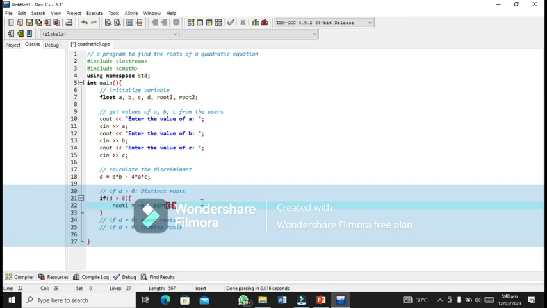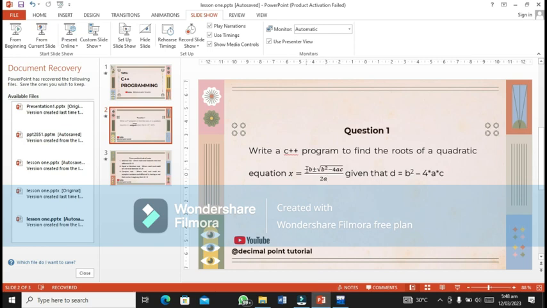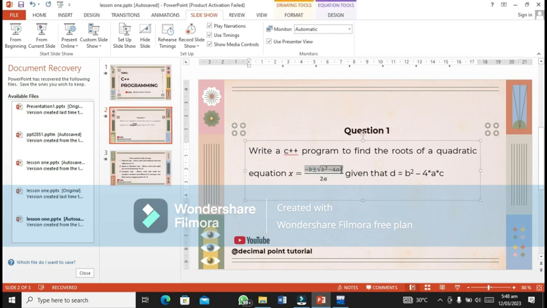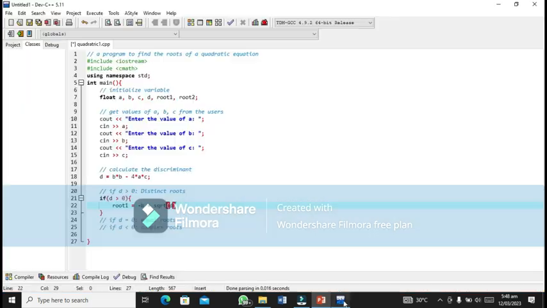Here you should also take note that we are dividing all the expressions in the numerator by the denominator. In order to avoid problems with the order of operation, you can use parentheses to specify the order that we want, so that all this will be done together. Then what we have will be divided by 2 multiplied by A. Now, this is for root 1.